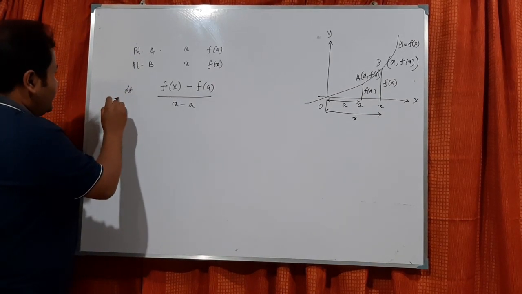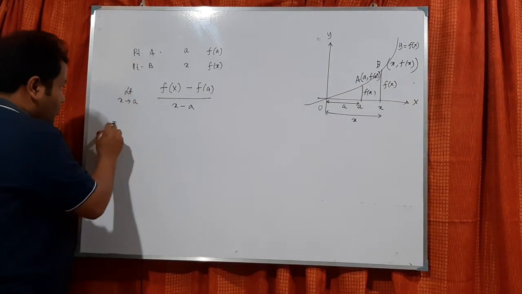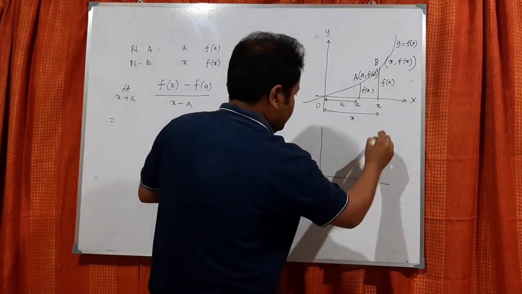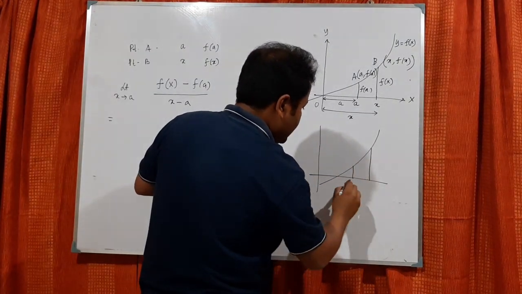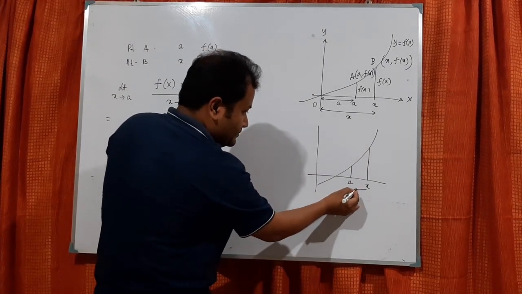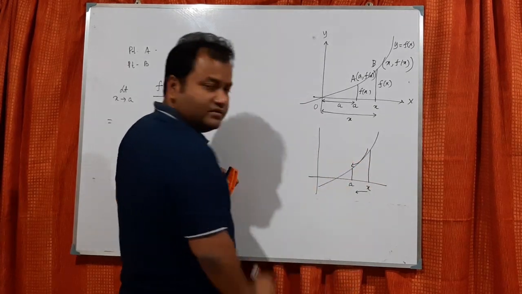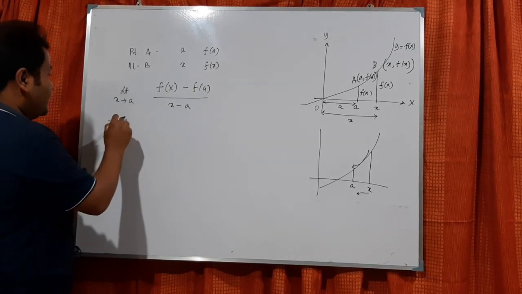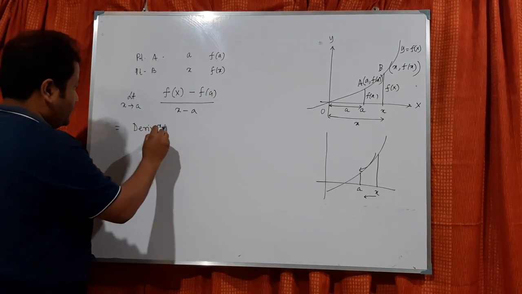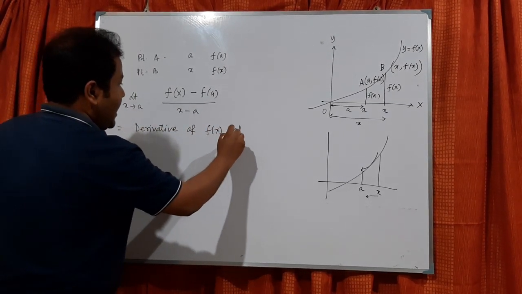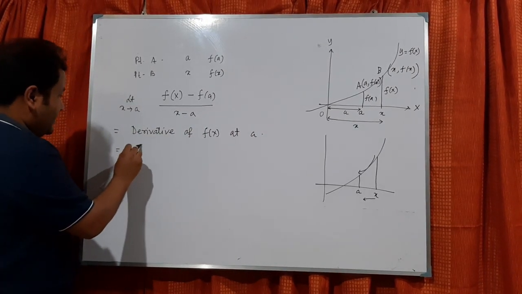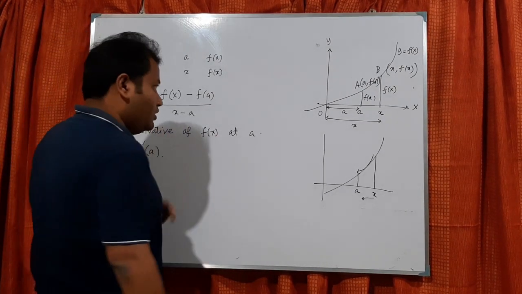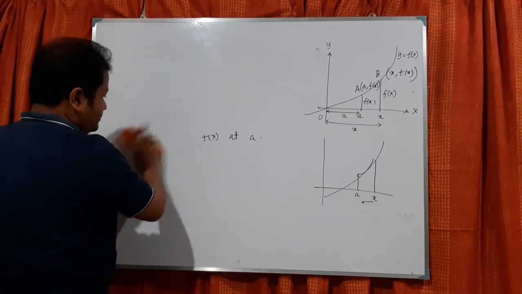And if we take the limit x tends to a, what does that mean? If I draw this again, this is a, this is x. X tends to a means this point will tend to this point along the curve. So this ratio with the limit x tends to a means the derivative of f(x) at a, and it is denoted by f'(a). Okay, so this is the basic derivative definition which we know already.